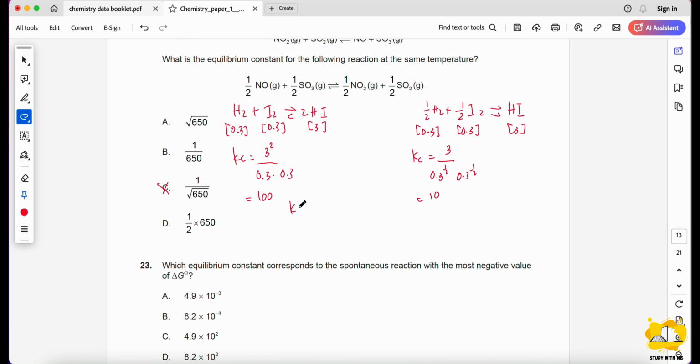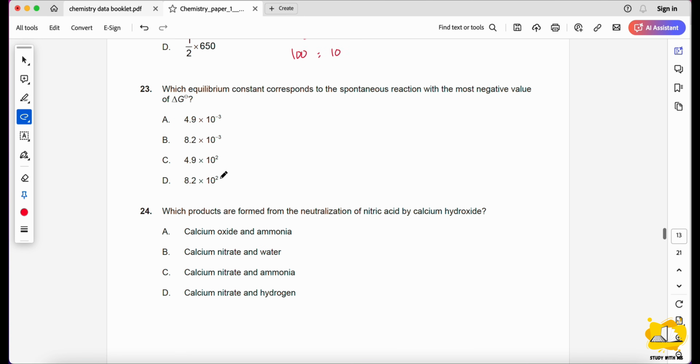So let's give this as Kc1, and this one is Kc2. So Kc2 is the square root of Kc1, because this one is 100 and this one is 10. But the answer is C, based on the IB mark scheme. So I go to the next question.